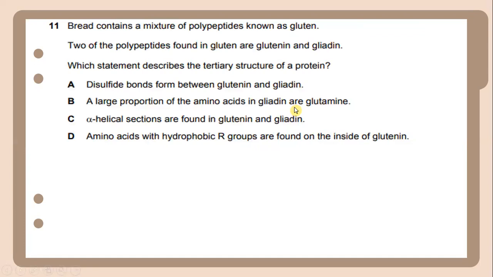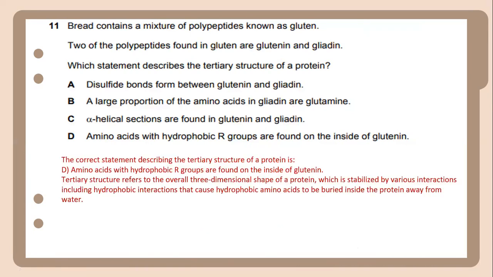Number 11, bread contains a mixture of polypeptides known as gluten. 2 of the polypeptides found in gluten are glutenin and gliadin. Which statement describes the tertiary structure of a protein? The correct statement describing the tertiary structure of a protein is D. Amino acids with hydrophobic R groups are found on the inside of glutenin. Tertiary structure refers to the overall three-dimensional shape of a protein, which is stabilized by various interactions, including hydrophobic interactions, that cause hydrophobic amino acids to be buried inside the protein away from the water.